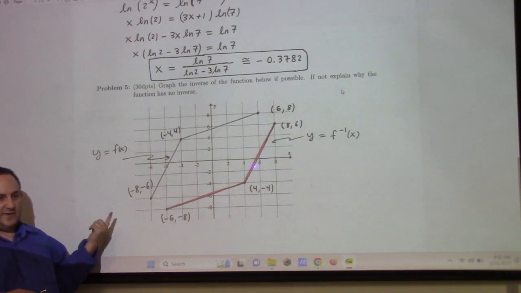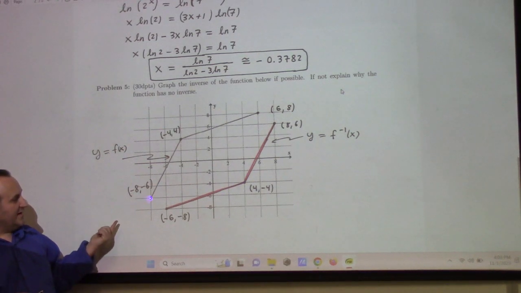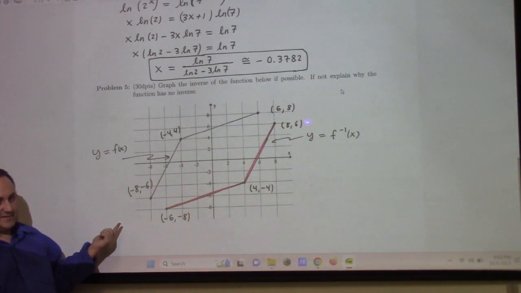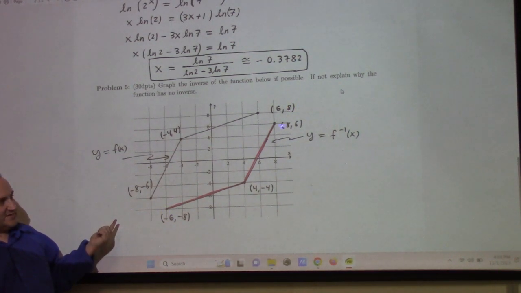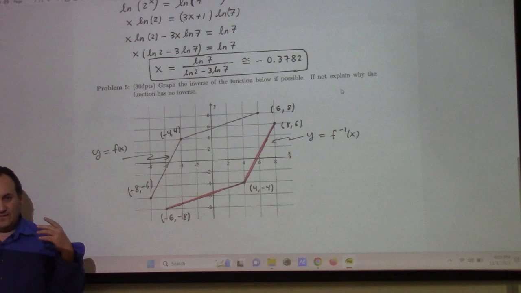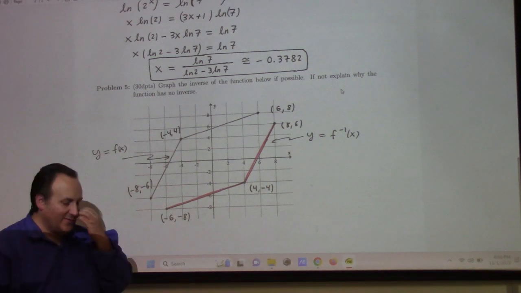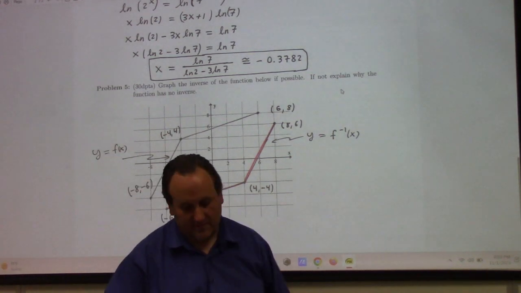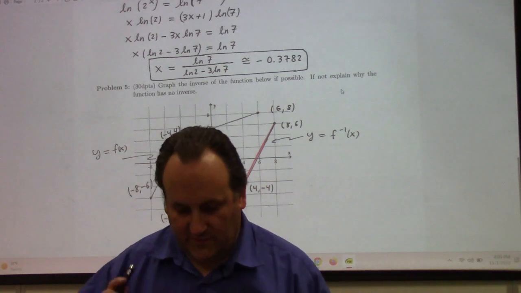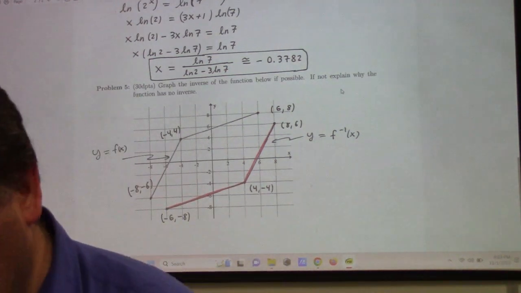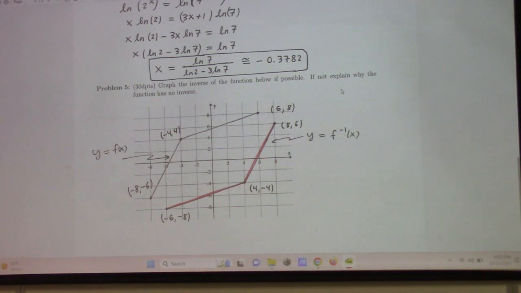As a final check on my answer here, notice that the domain of the given function is -8 to 6. The range of the inverse function is -8 to 6. The range of the given function is -6 to 8. The domain of the inverse function is -6 to 8. So we've got the necessary flip-flopping between the domain and the range of the function and its inverse. That's a good sign. And also, the picture is symmetric about the line y equals x. So that's what you want to see there.